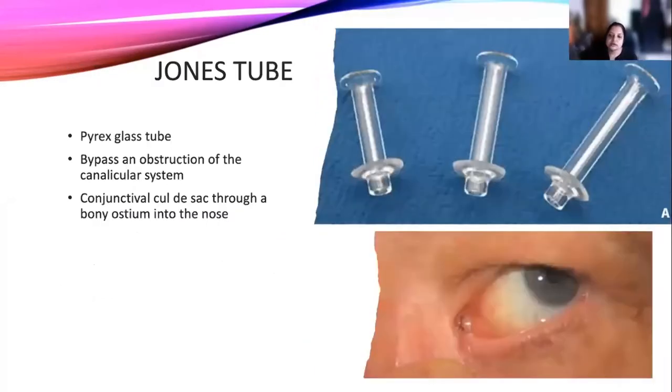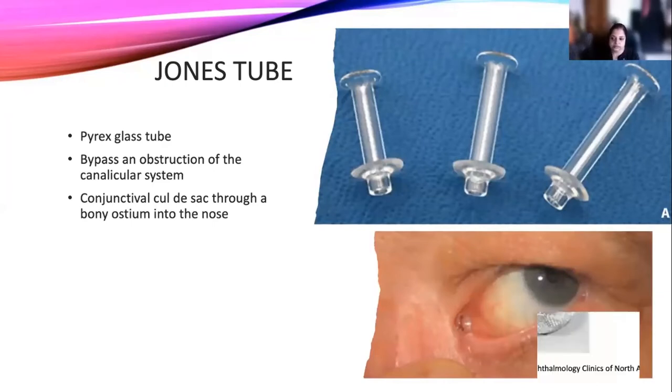The Jones tube has undergone various modifications, but is still yet to have its own name. It's a Pyrex glass tube, and it helps to bypass the entire canalicular system. It is passed from the conjunctival cul-de-sac through a bony ostium into the nose. But maintaining this Jones tube comes with its own set of complications.